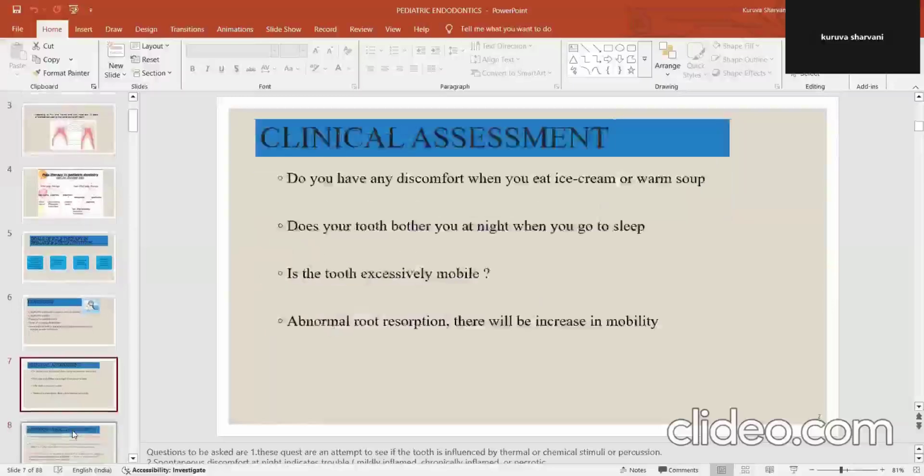Coming to clinical assessment, how are we going to assess clinically? It is the toughest assessment that we do in children because they cannot explain exactly what is happening in their teeth. We just ask the questions in their own way. That is, whether you are getting any pain while eating ice cream, or whether it is hurting you while drinking hot milk. Whether you are unable to eat it or unable to swallow it. These are the clinical assessment questions that we ask the children.